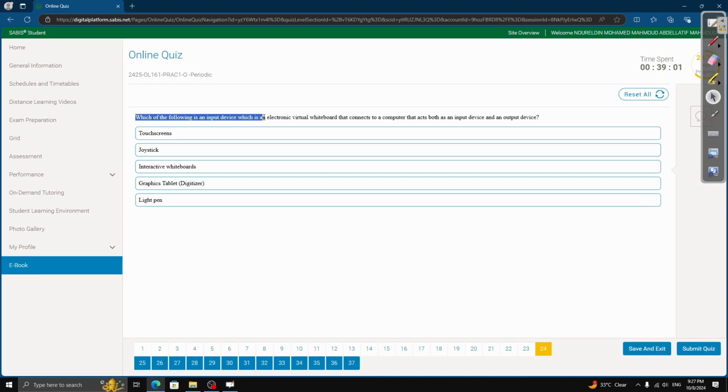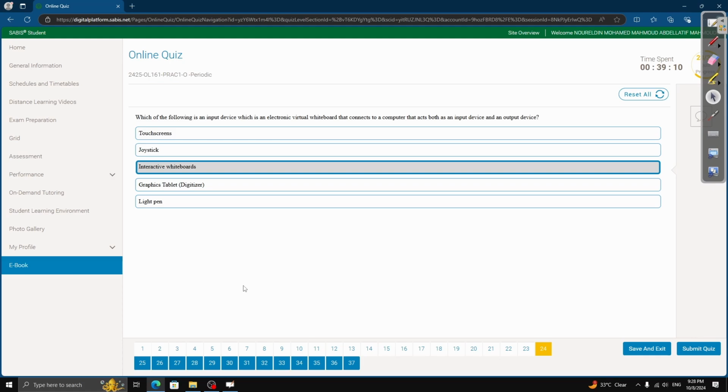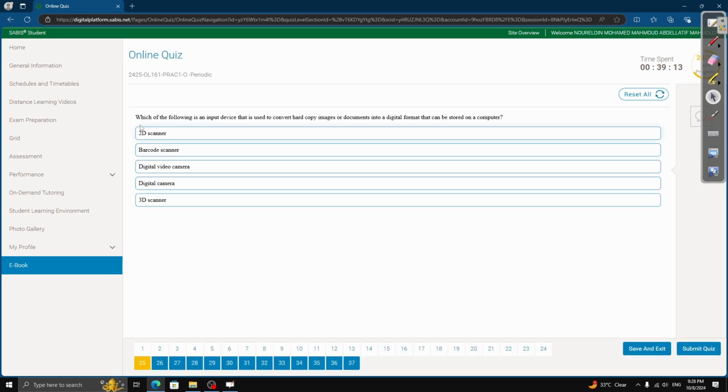Which of the following is an input device, which is an electronic virtual whiteboard that connects to a computer that acts as both an input and an output device? This you can basically get from the question: interactive whiteboards, virtual whiteboard. Simple, call it a day. Move on to the next question.